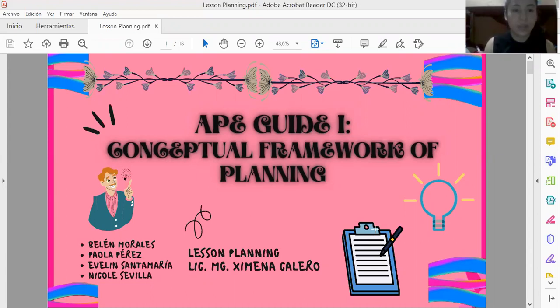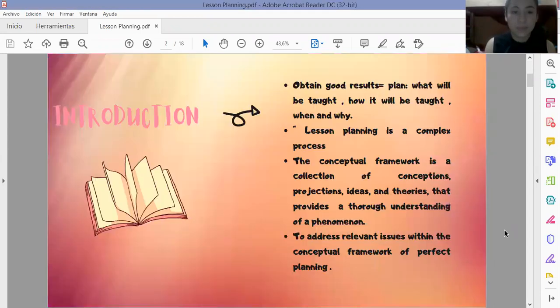Today we are going to present Guía AP number 1, in which we are going to talk about the conceptual framework of planning. Next, please. Okay, so let's get started with the introduction.